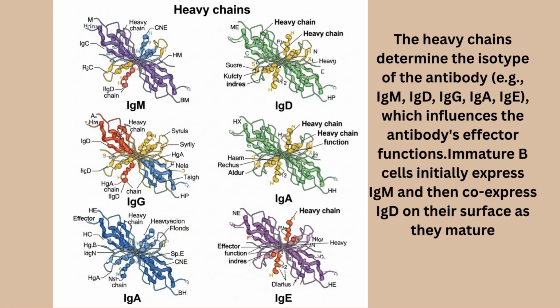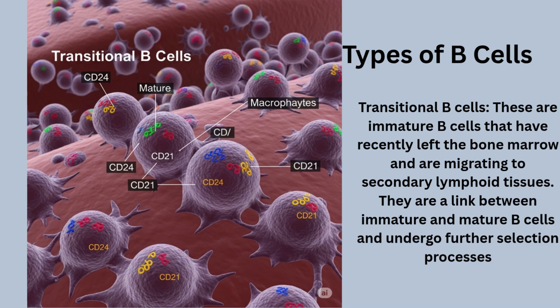The heavy chains determine the isotype of the antibody, e.g., IgM, IgD, IgG, IgA, IgE, which influences the antibody's effector functions. Immature B cells initially express IgM and then co-express IgD on their surface as they mature. Types of B cells. B cells undergo various developmental stages and differentiate into distinct functional types.